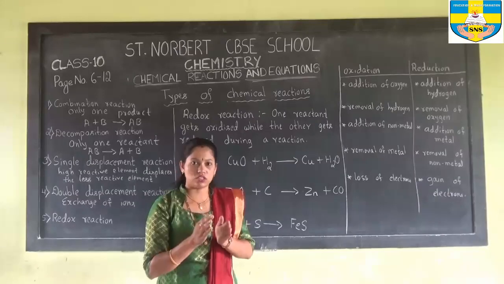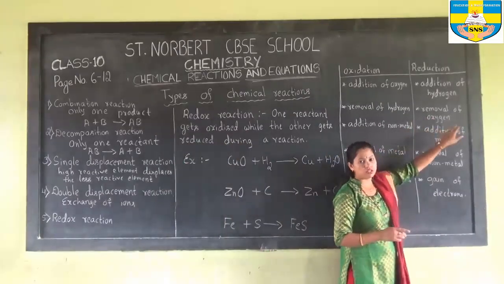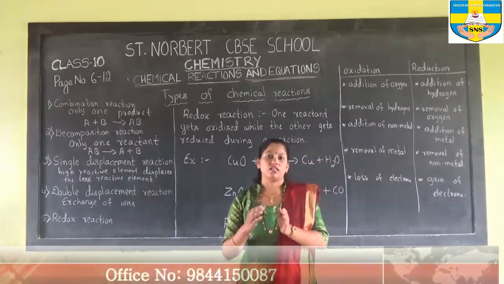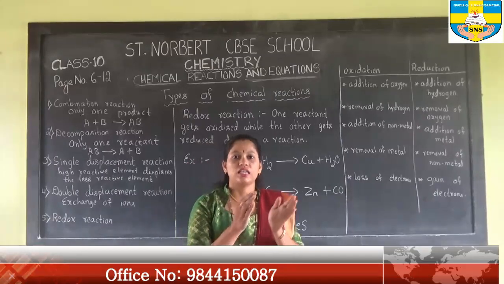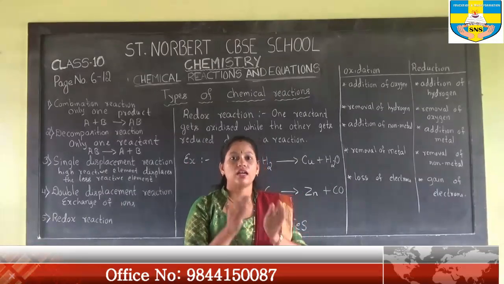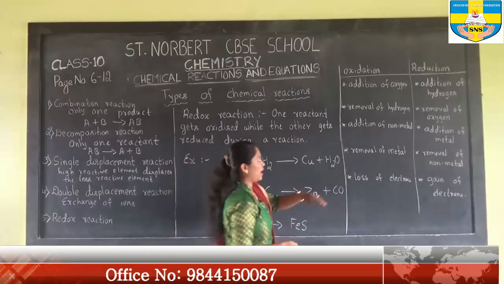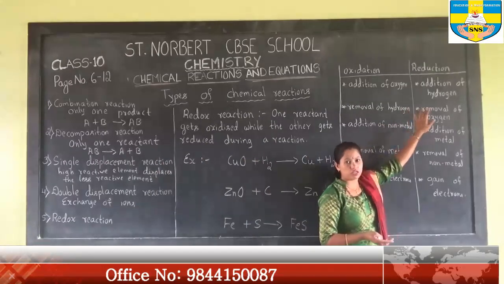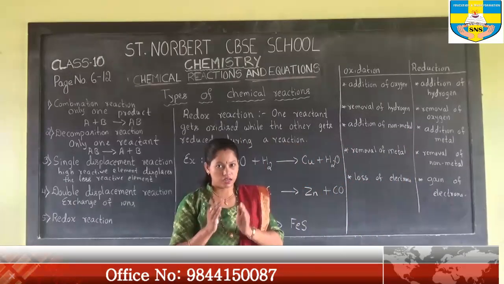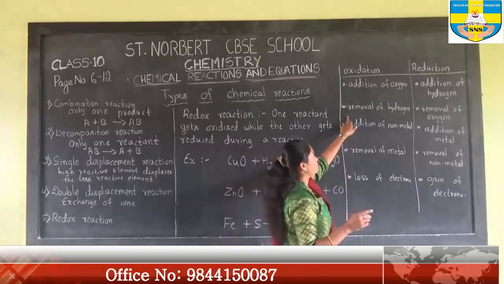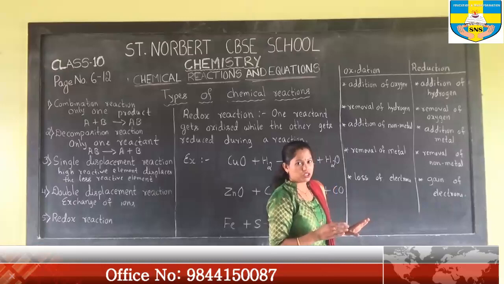Addition of oxygen is oxidation. Like that, removal of oxygen from any substance comes under reduction. So the addition of oxygen is oxidation. Like that, removal of oxygen is reduction. On the other hand, addition of hydrogen to any substance is reduction. Like that, removal of hydrogen from any substance is oxidation.